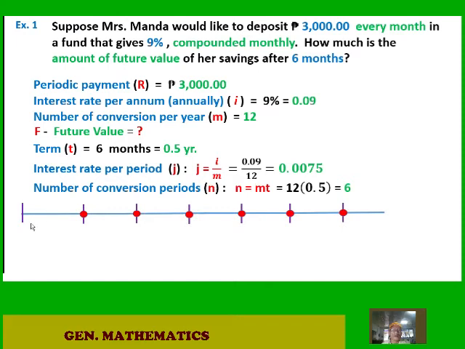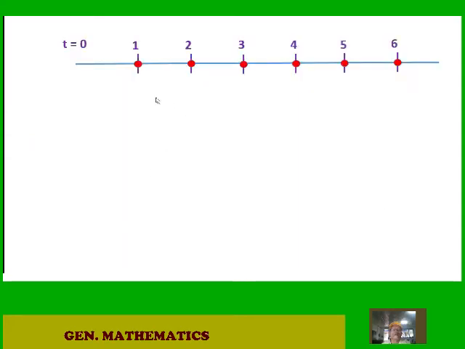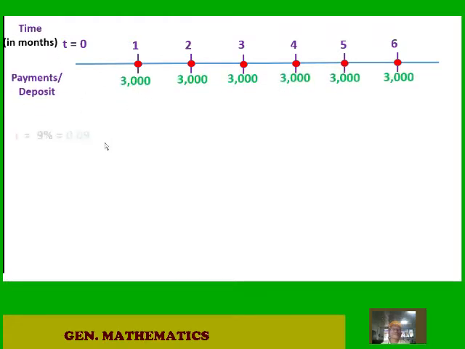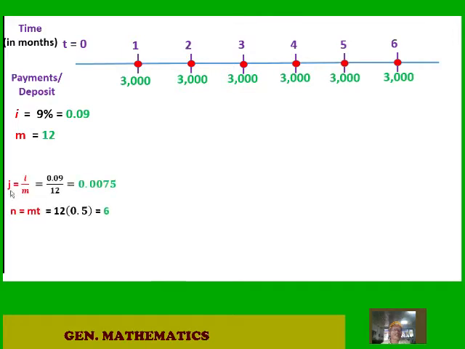Then we have here our timeline starting from 0 to 6 because N is 6. The dot represents the payment, the payment of 3,000 every period. So we have determined the J and N. So this 3,000 at the end of the term accumulates 0 interest. So it is still 3,000. This 3,000 will earn interest within 1 period.